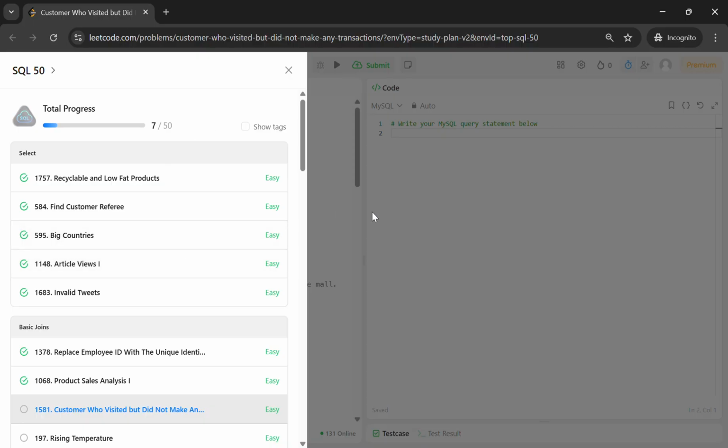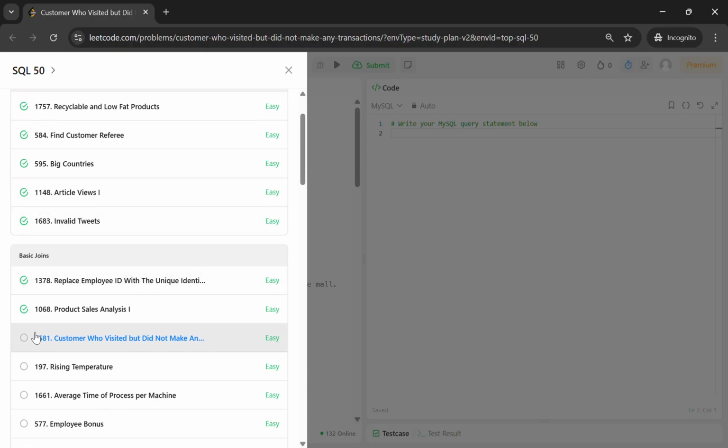Hello everyone, we are doing a study plan on LeetCode named SQL 50. We are on the section basic joins. It's day 8, query 8. Let's get started with our query.